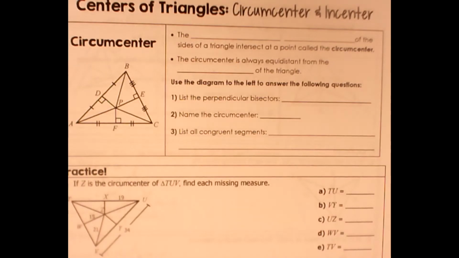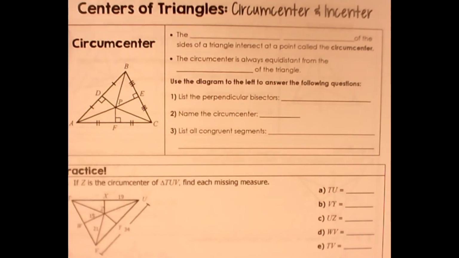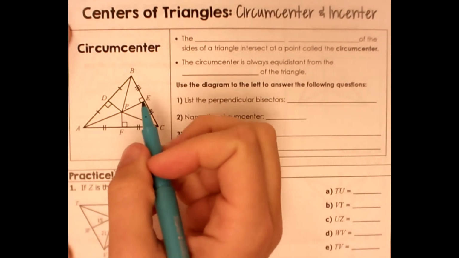The circumcenter. So now we're going to start looking at centers of triangles. Well, what does a center of a triangle mean? Well, there's different types of centers. The first one we're going to look at is the circumcenter.